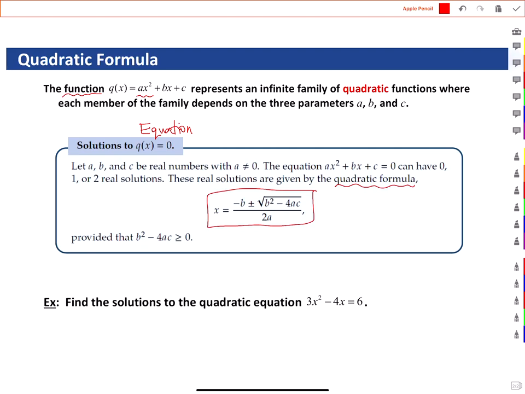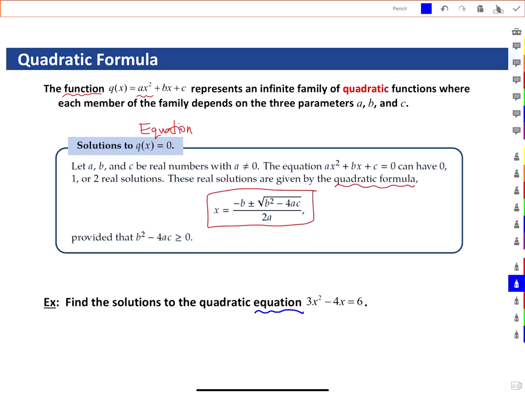Let's do an example, because that's always important. Here I ask for the solutions to the quadratic equation, and again, you notice I use the word equation here because there's an equal sign, and there's numbers and stuff on both sides, not f of x or something. So we have 3x squared minus 4x equals 6.